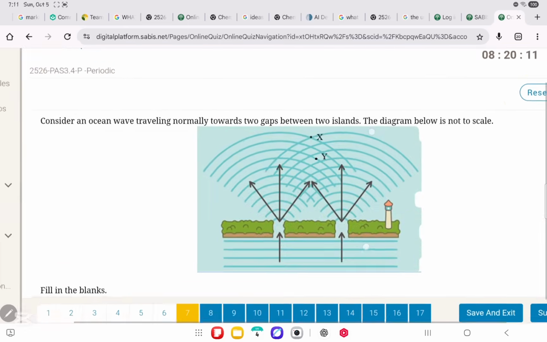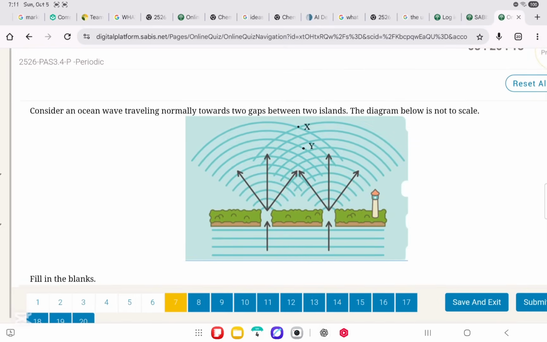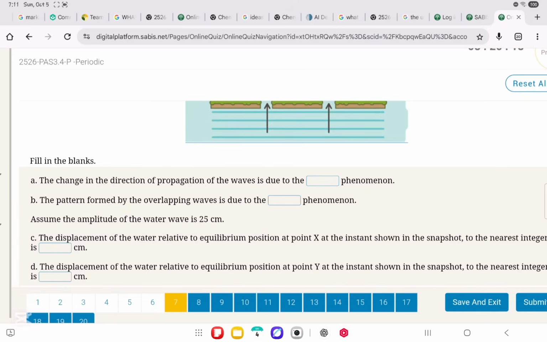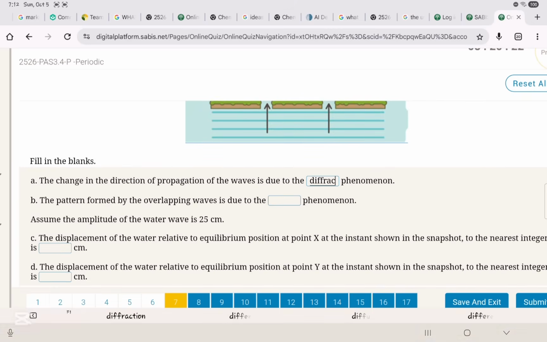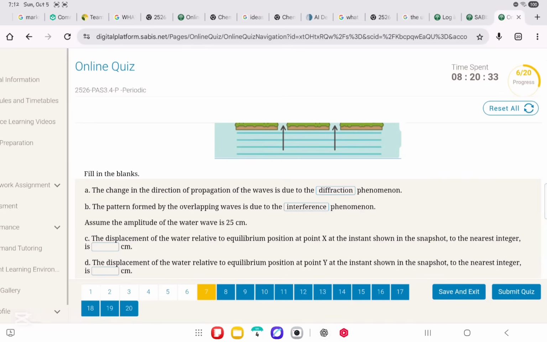What does it say in question number 7? Consider an ocean wave traveling normally towards two gaps between two islands. The diagram below is not to scale. The change in direction of propagation of the wave is due to the diffraction phenomenon, and the pattern formed by overlapping waves is due to the interference phenomenon.